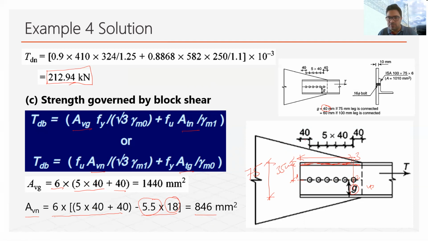5 into 40 and this is 40. Yes, it is correct. AVG and AVN is correct. Now we will find out the ATG and ATN. So ATN and ATG we calculate along the line 2, 3 and AVG and AVN we calculate along the line 1, 2, this one.